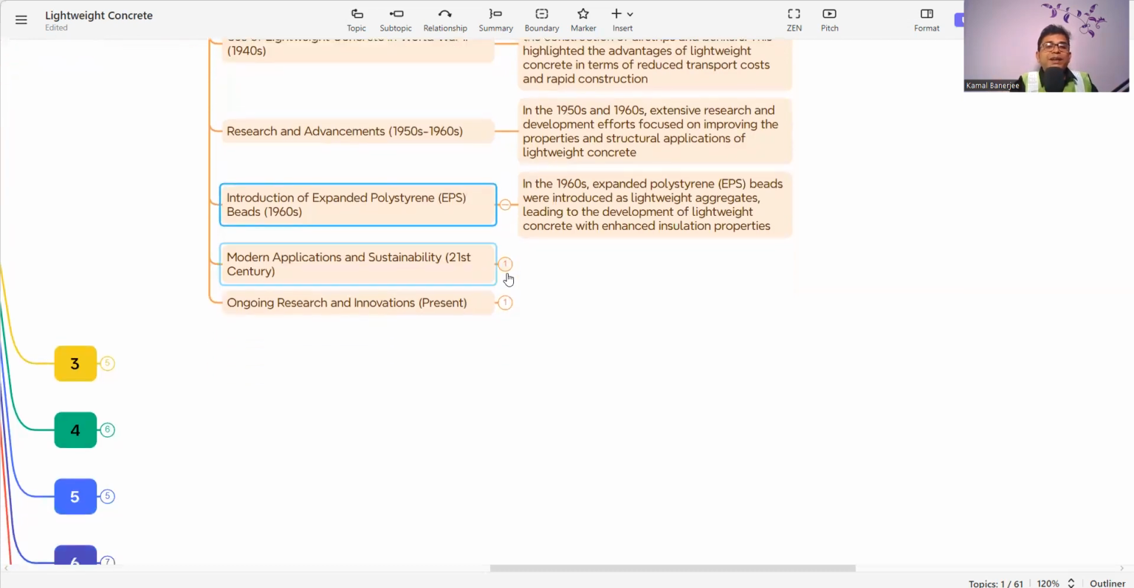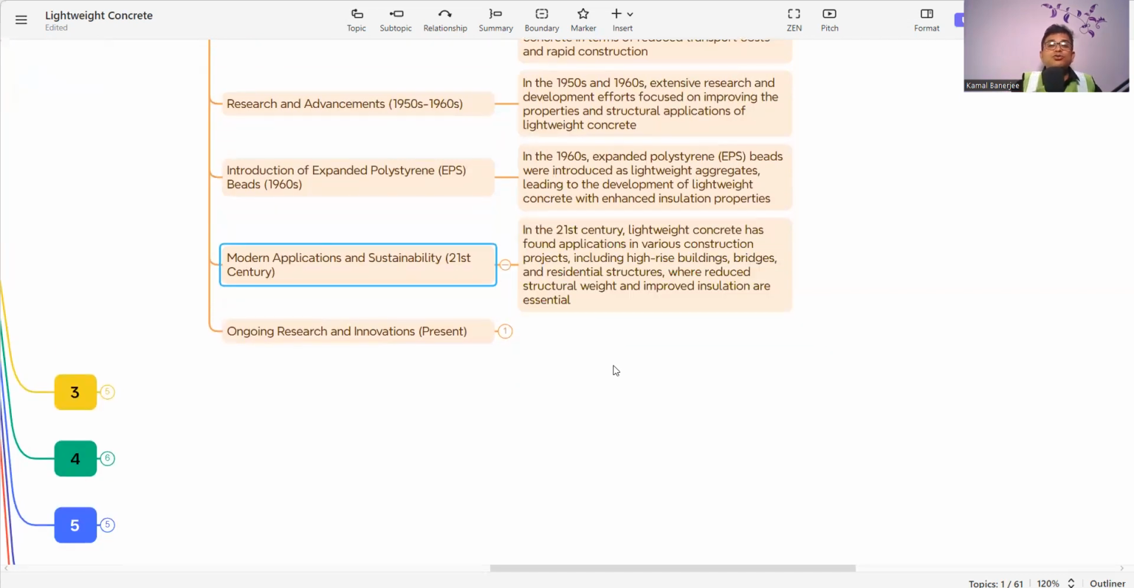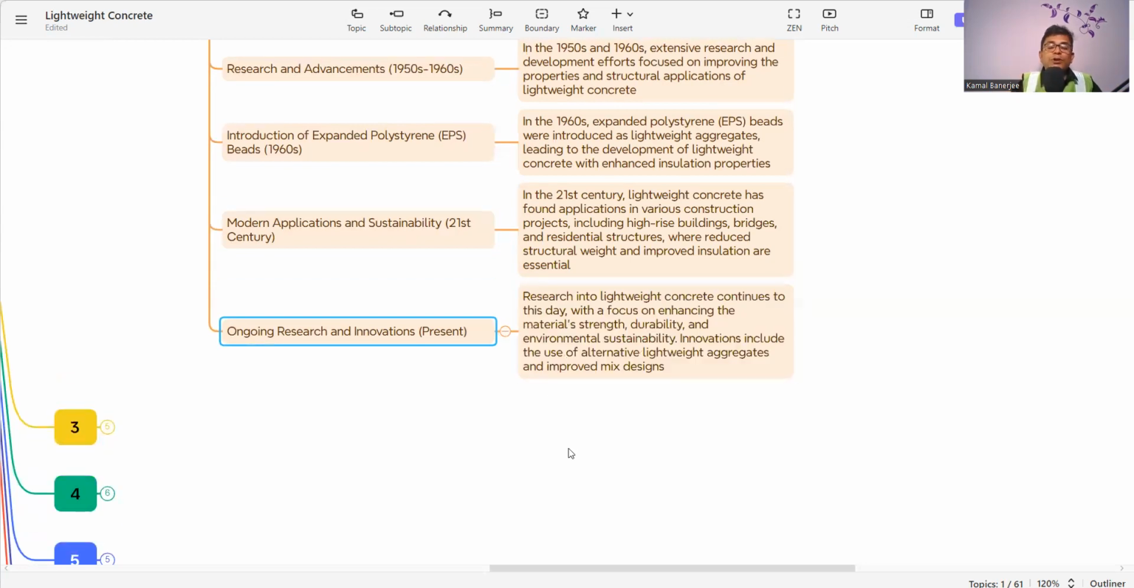Then modern application and sustainability in the 21st century. In the 21st century, lightweight concrete has found applications in various construction projects, including high-rise buildings, bridges, and residential structures, where reduced structural weight and improved insulation are essential. From the 1970s until now, in the 21st century, it is widely used. Then ongoing research and innovation: even today, research and development is going on in this subject.